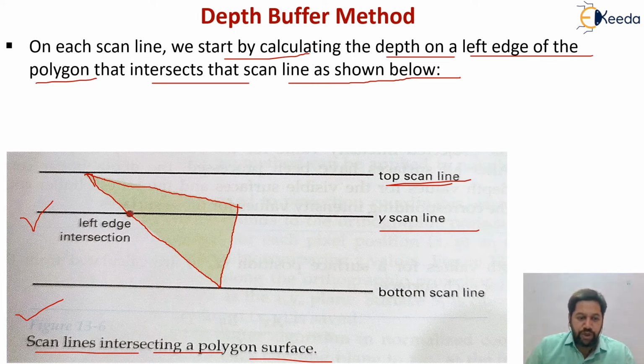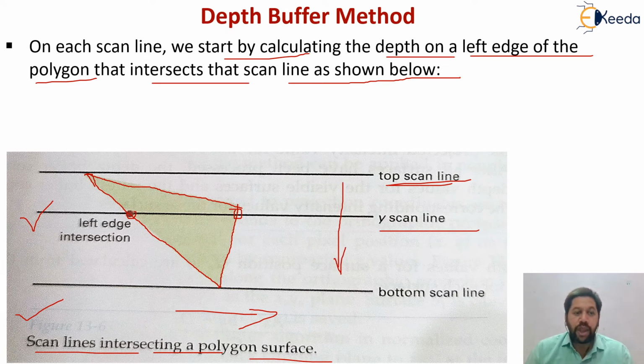I'm going to process this polygon from the left edge intersection to the right edge intersection. That is what I told. So for the x value, I consider the intersection of the polygon from left edge to right edge. So x is processed in this way, left to right. But if I consider the y value, I move from top to bottom. So the y value is processed in this particular direction, from the top value to the bottom value.